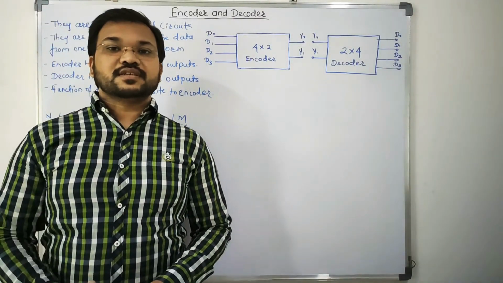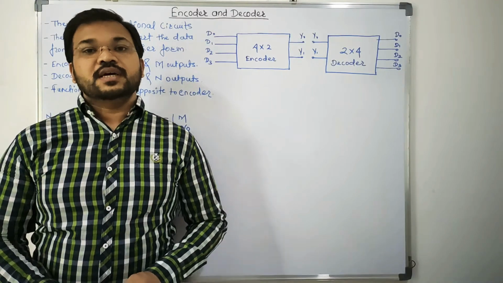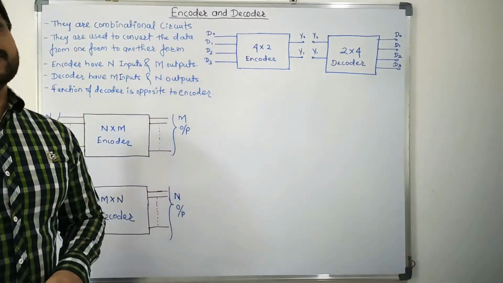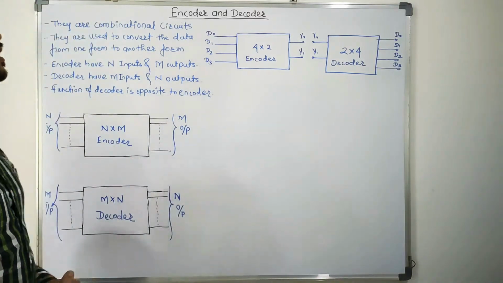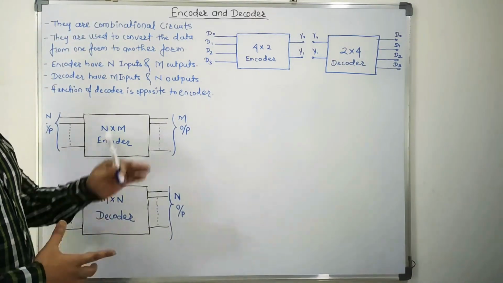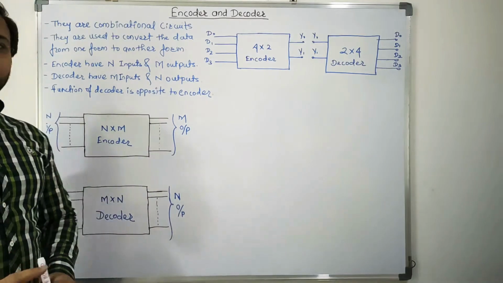In this class we have discussed the encoder and decoder. This is one of the applications of combinational logic circuits. This is basically the introductory class on encoder and decoder.